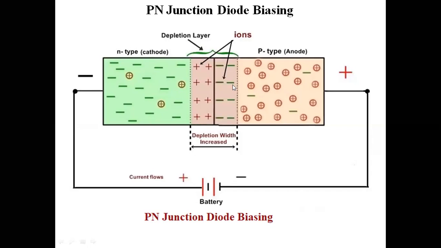Then the resistance in the forward bias direction is very low, or zero. Then the flow of current is high in the forward bias condition.